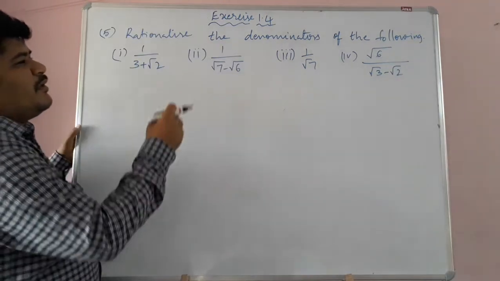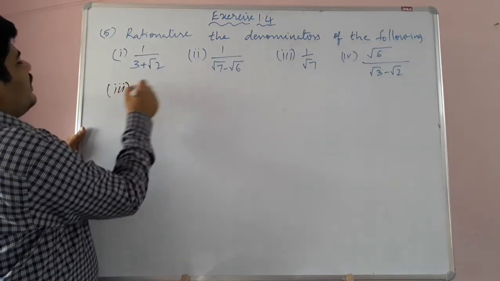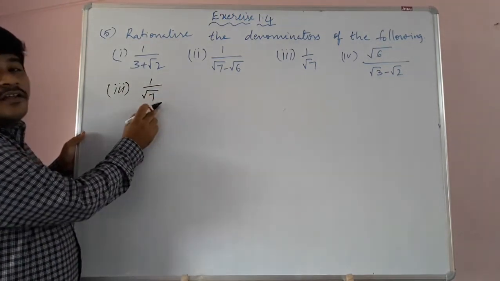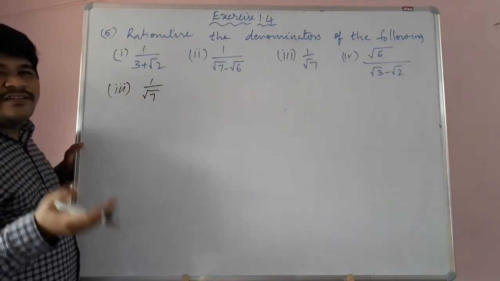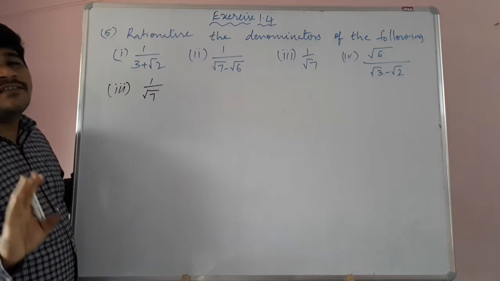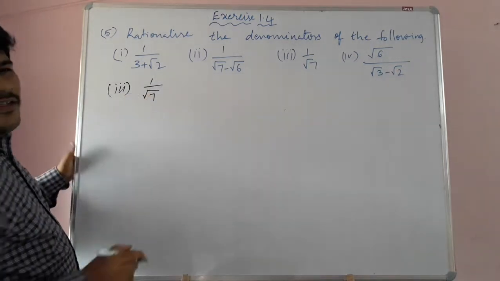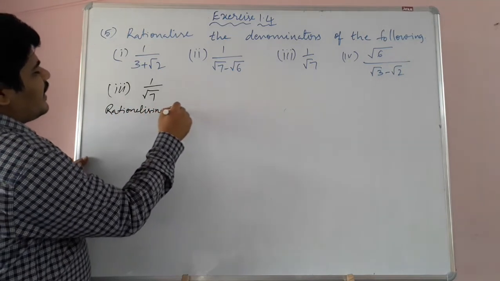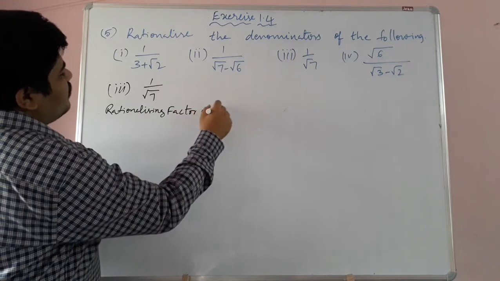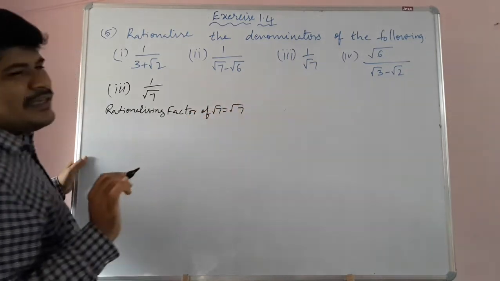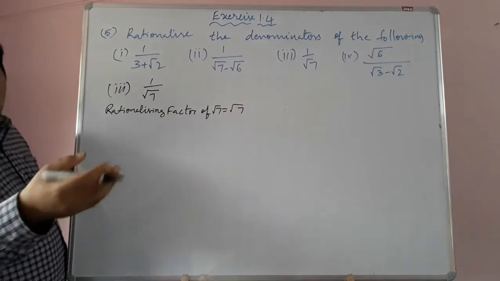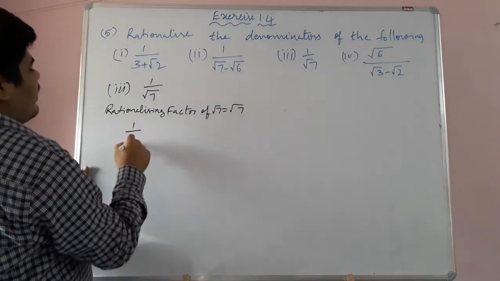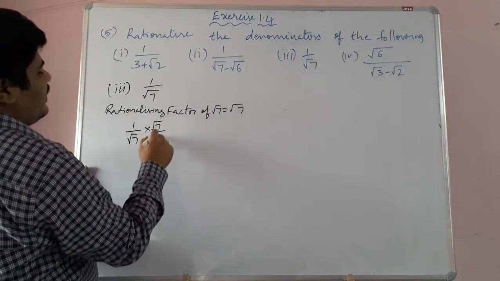Students, let's see problem number 3. 1 by root 7. So students, what type of surd is this? Monomial surd. For monomial surds, the given surd itself is the rationalizing factor. So root 7 is here. So the rationalizing factor of root 7 is equal to root 7 only. Okay, now the next step is what? We have to take root 7 by root 7. With that we have to multiply the given fraction. So 1 by root 7 into root 7 by root 7.